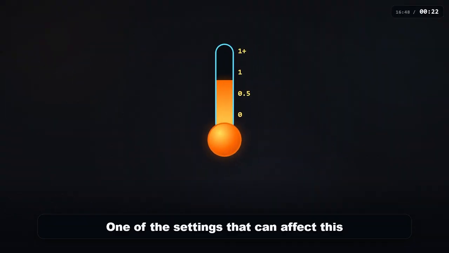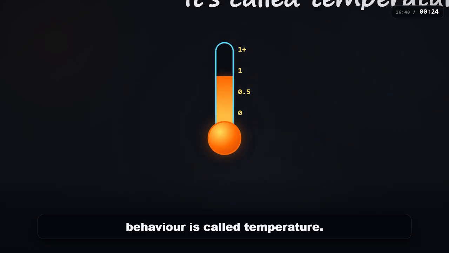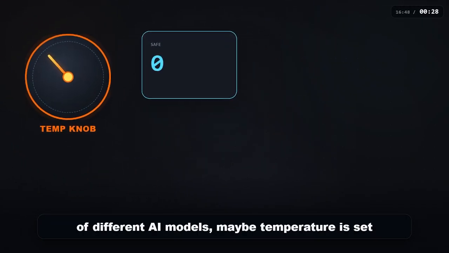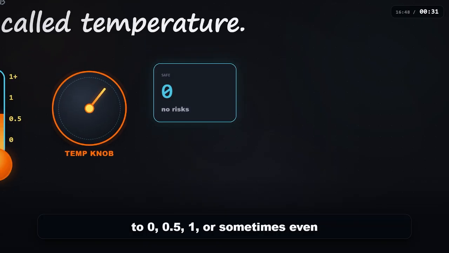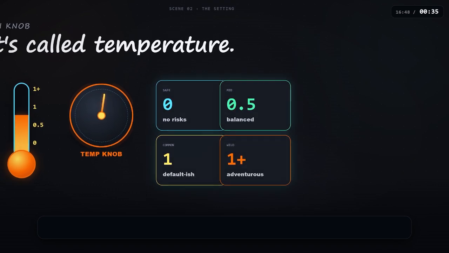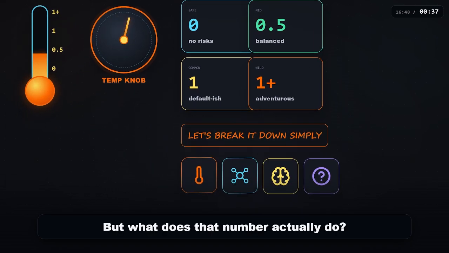One of the settings that can affect this behavior is called temperature. You've probably seen it in the API settings of different AI models. Maybe temperature is set to 0, 0.5, 1, or sometimes even higher. But what does that number actually do?